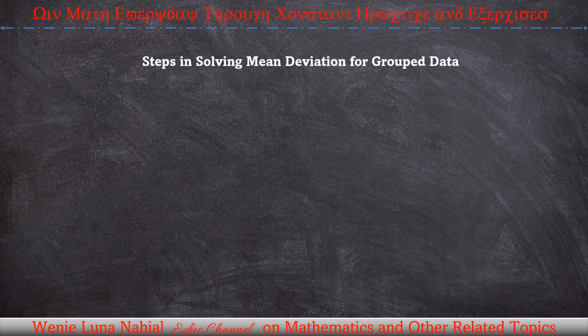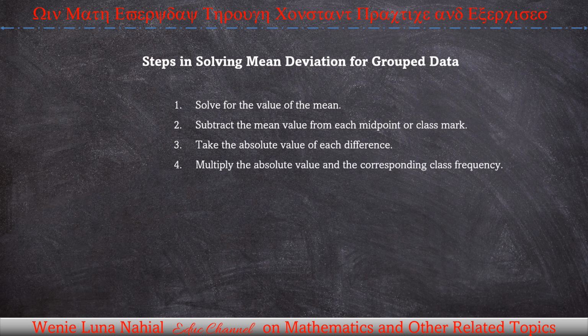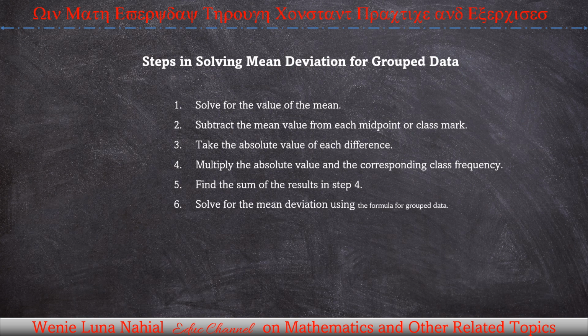Steps in solving mean deviation for group data. Now solve for the value of the mean. Subtract the mean value from each midpoint or class mark. Take the absolute value of each difference. Multiply the absolute value and the corresponding class frequency. Then find the sum of the results in step 4. Then solve for the mean deviation using the formula for group data.